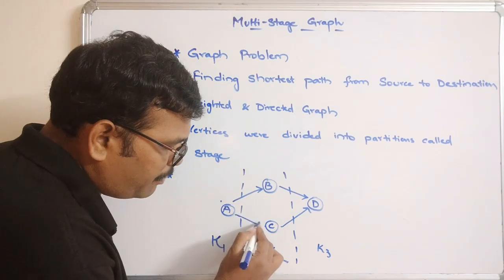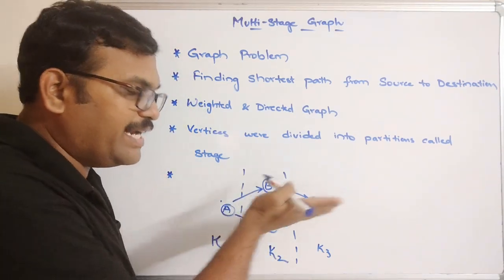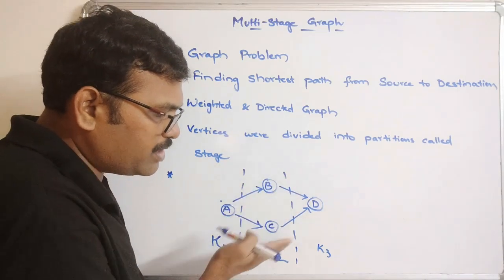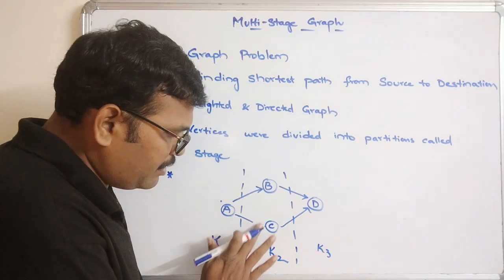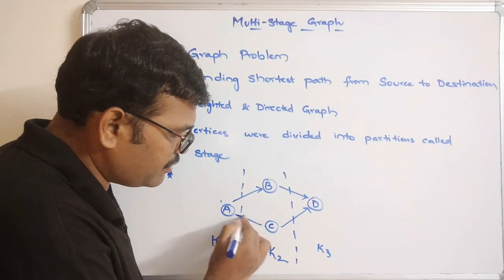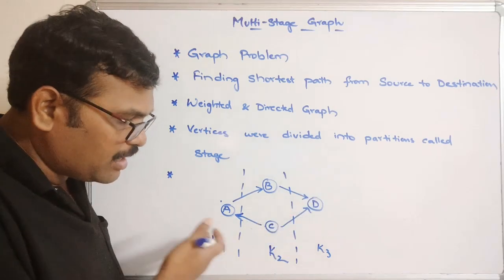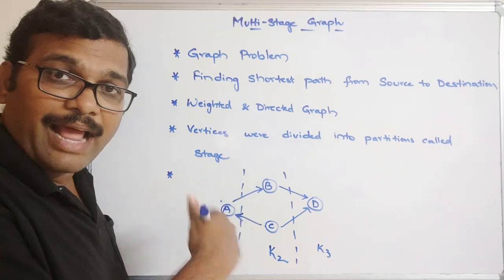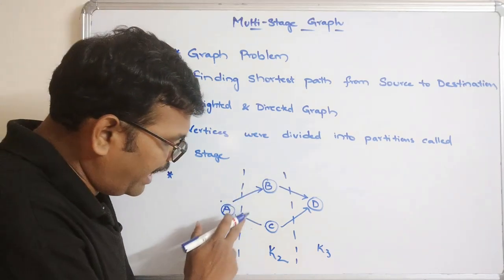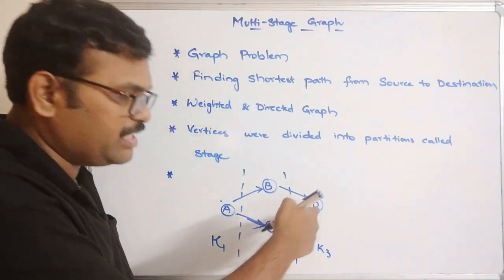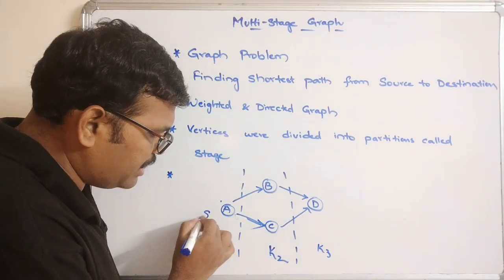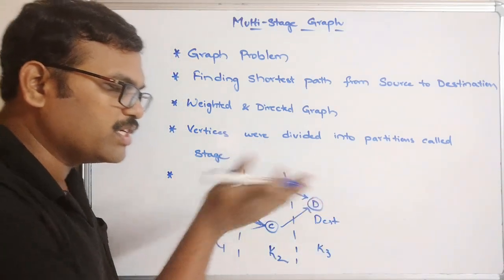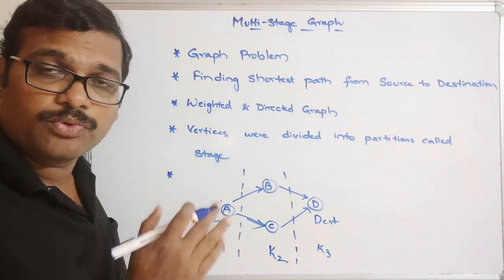In this example you can see the direction is towards the destination, right? A to B or A to C, and B to D or C to D, and the direction should not be like this. One is towards the destination and another one is towards the source. So this type of graph is not applicable. The direction should be towards the destination only. For example, let us take this as a source and this as a destination. Then the direction should be only towards the destination, not towards the source.